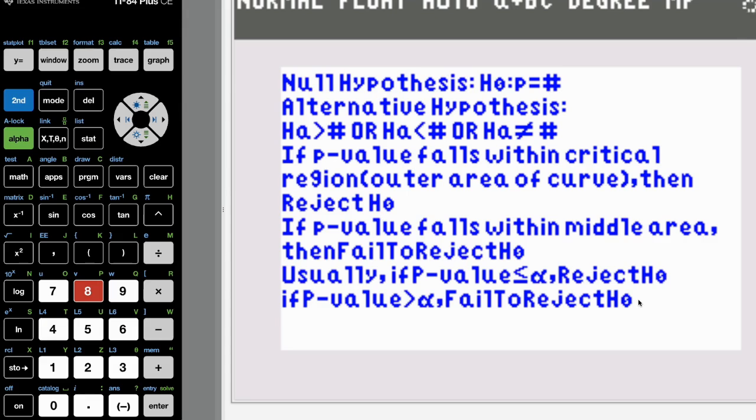So look, the people getting stats degrees are going to flame me in the comments about this, which is fine, because I know this is not 100% true, but this is just for an intro stats class. And generally, this is the case.